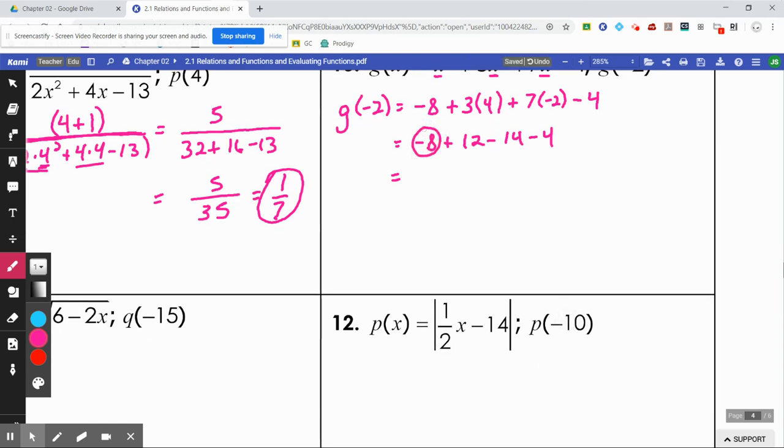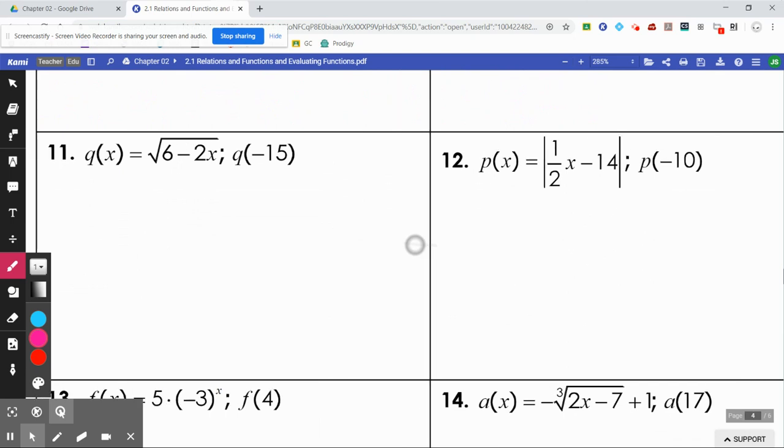Now, I like to go ahead and put all my negatives together and put all my positives together. My negatives would be -26. And then you have 12 minus 26, which is a -14. So input, when I put in -2, I get a -14. Again, you could write that as a point as well.